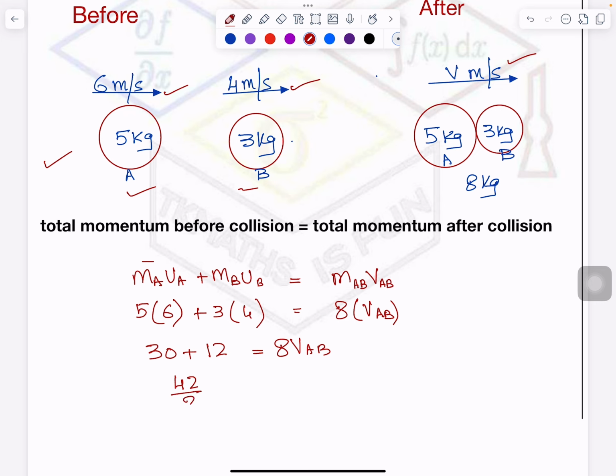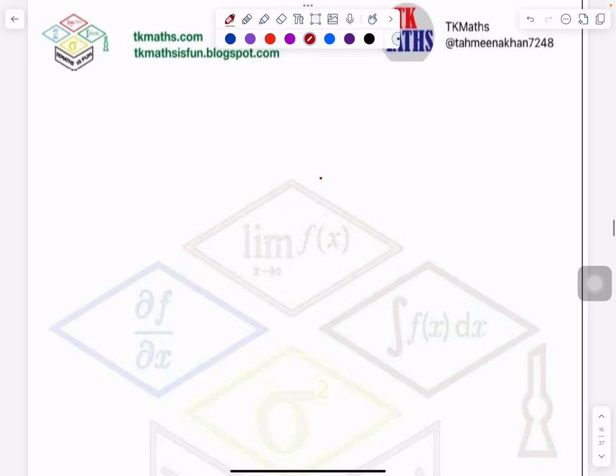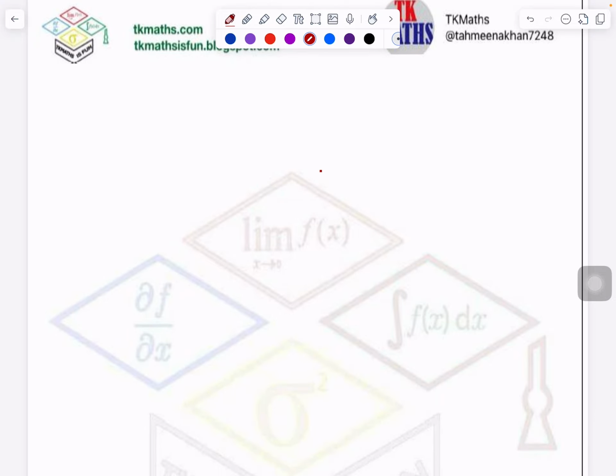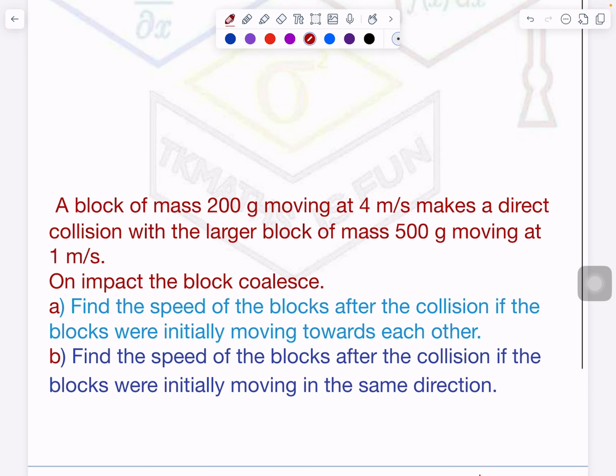42 divided by 8. Let me just take it in the calculator quickly. 42 divided by 8 is 5.25 meters per second. So you can say the velocity of the combined bodies is 5.25 meters per second. Now I have taken a very simple example just to build the concept. In the next video onward, I will start taking past paper questions because building the concept is very important initially. Now the second example.